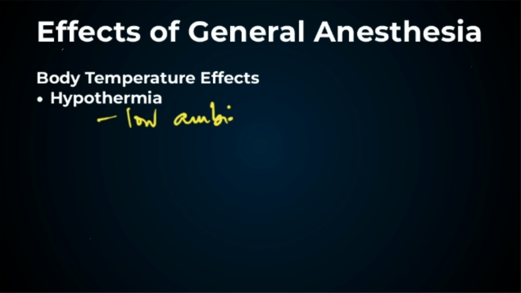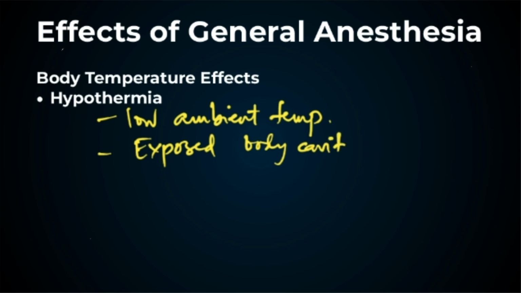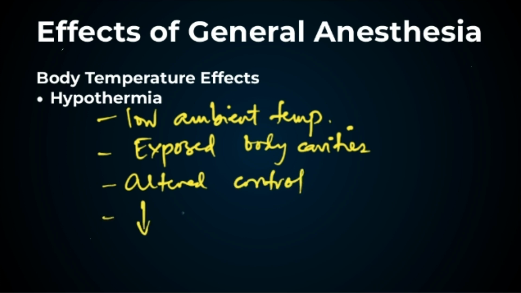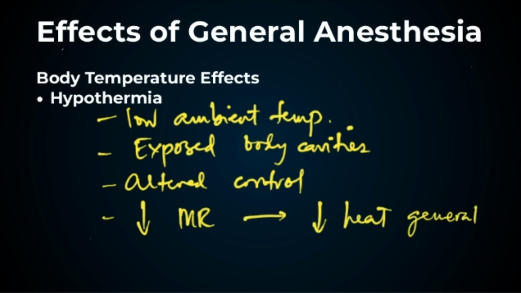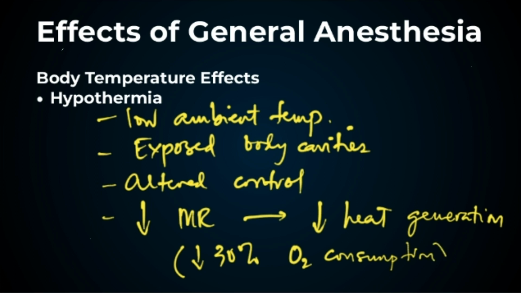General anesthesia also has effects on the body temperature, specifically hypothermia. This can be due to the low ambient temperature. This may also be because of the exposure of the body cavities. Of course, you're opening up a patient. It is also because of the altered thermoregulatory control affected by the anesthetic agents, and because of reduced metabolic rate. If there is reduced metabolic rate, there is also reduced generation of heat in the body. Specifically, there is a 30% reduction in the total body oxygen consumption.